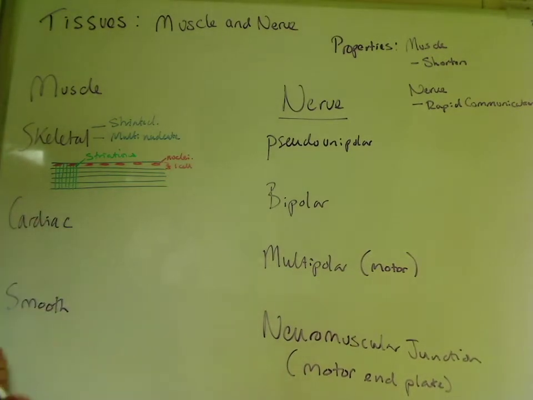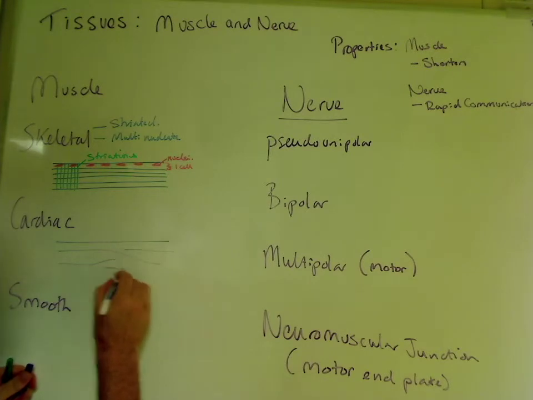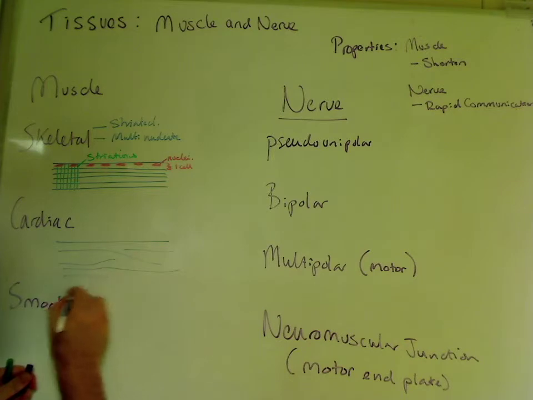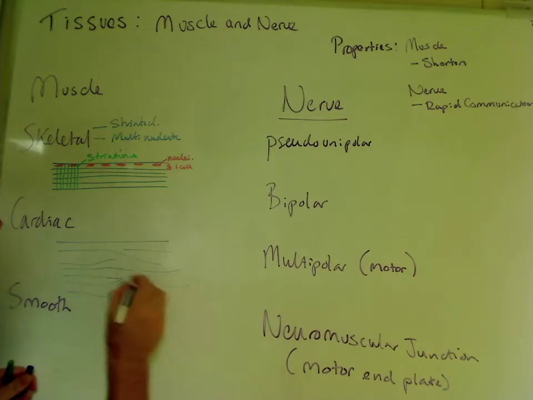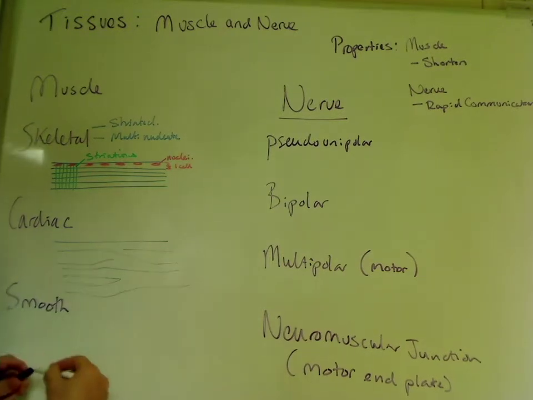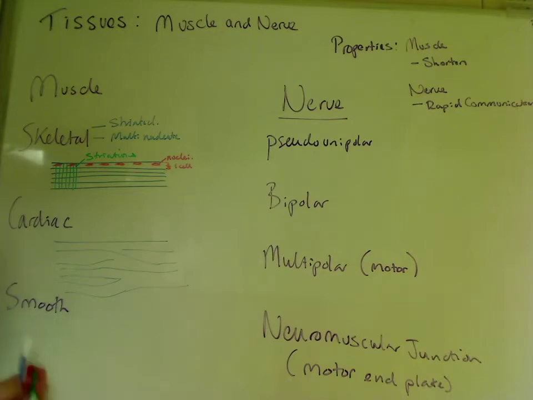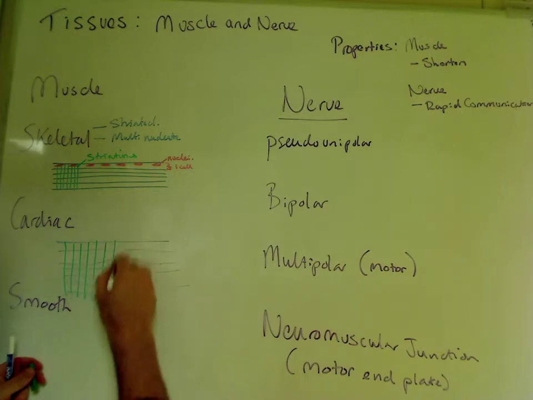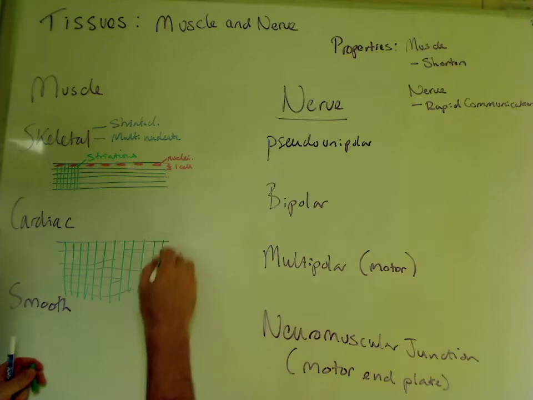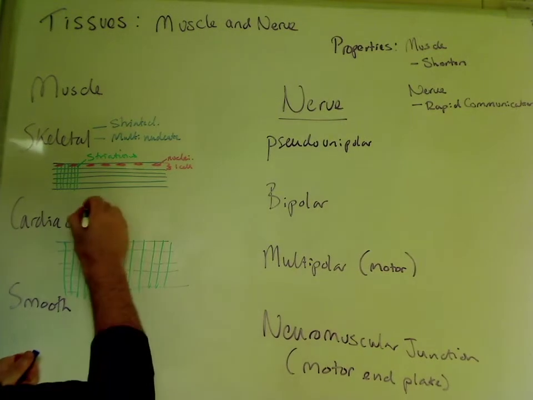If we compare that to the cardiac, well, initially they look very similar in that there are lots of straight lines running in there, and again you see the striations. So again, cardiac muscle is striated.